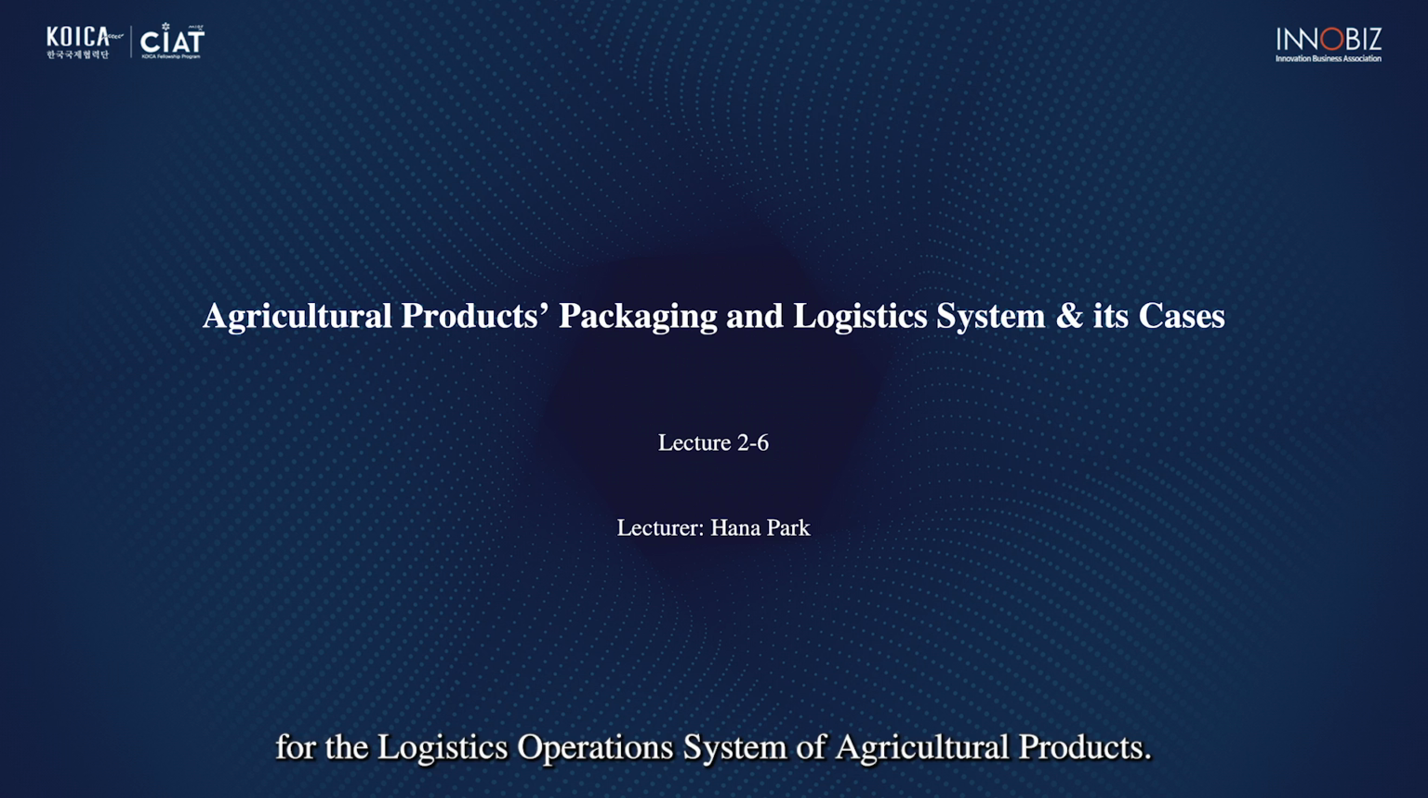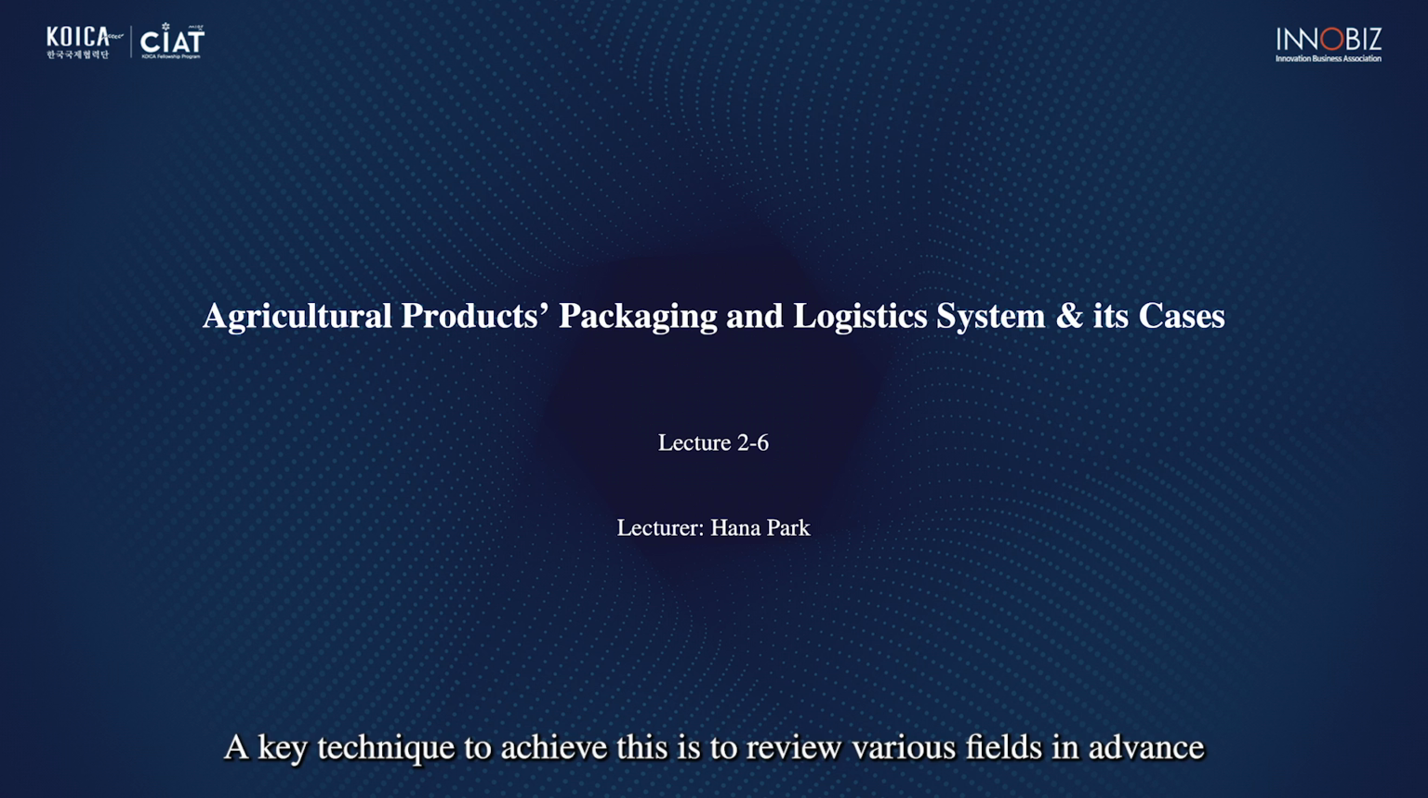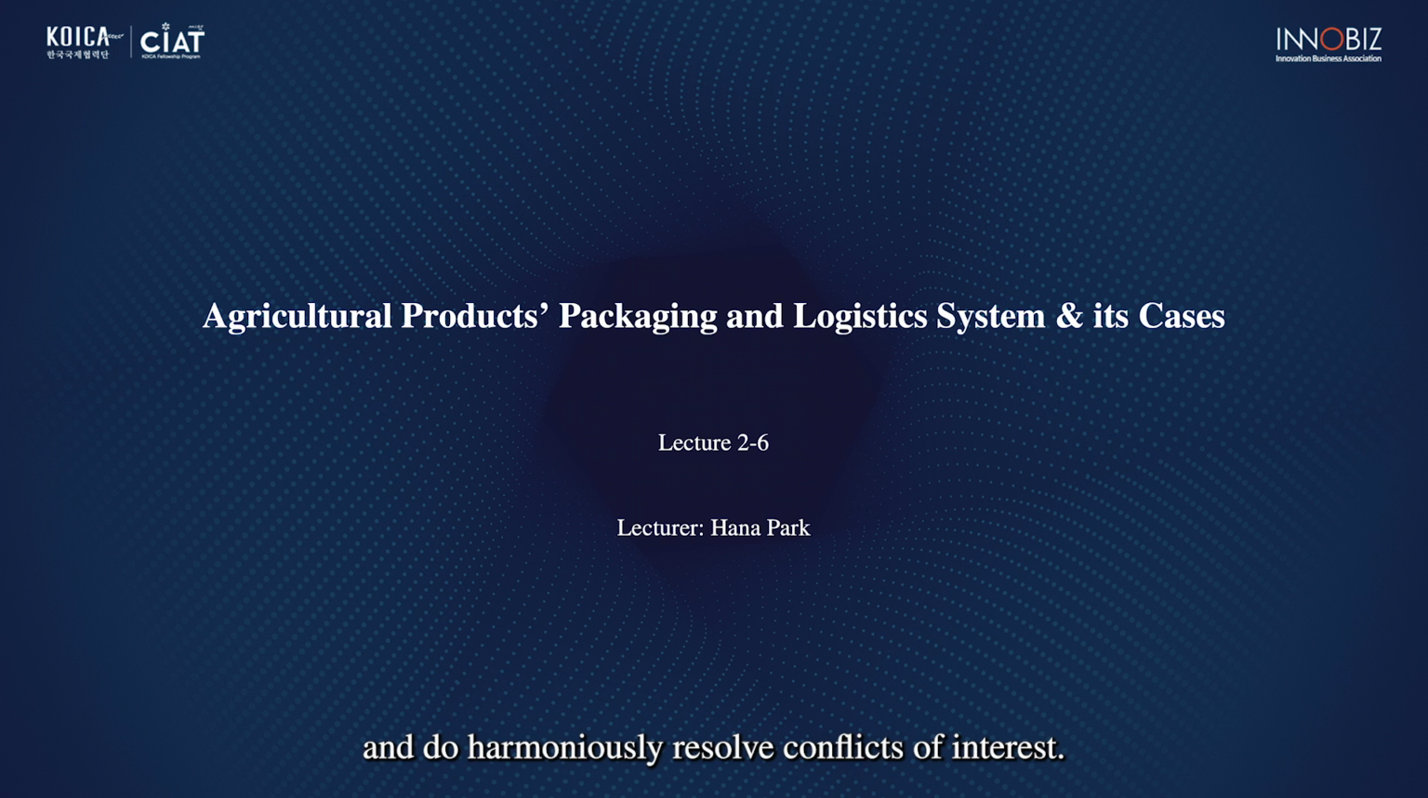For the logistics operation system of agricultural products, you need to establish a unit load system, prepare or implement related policies, and complement the system through trials and errors. A key technique to achieve this is to review various fields in advance and to harmoniously resolve conflicts of interest.